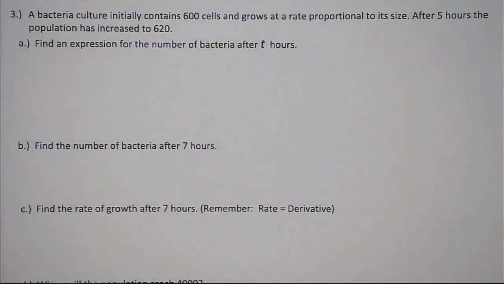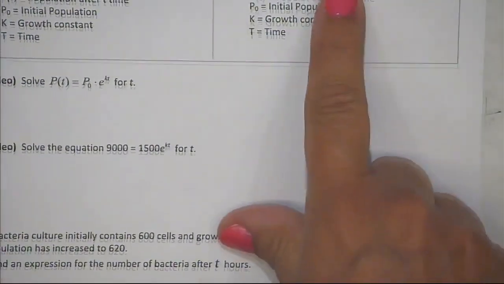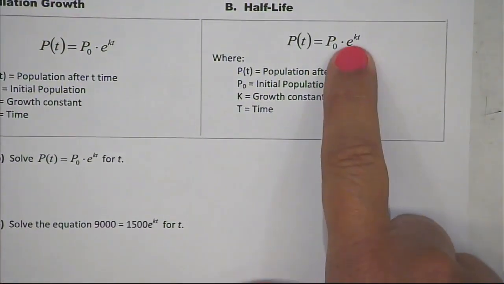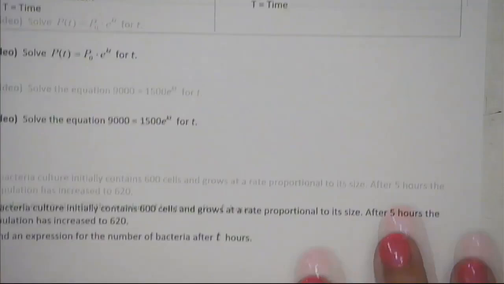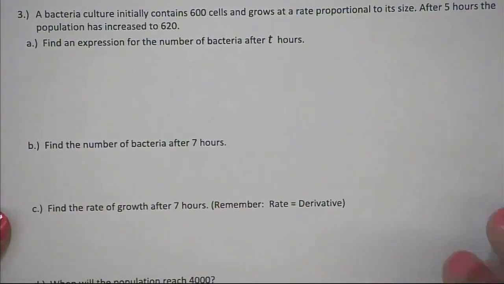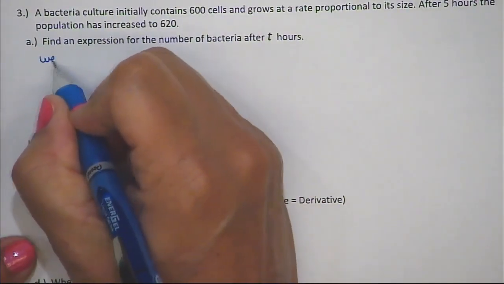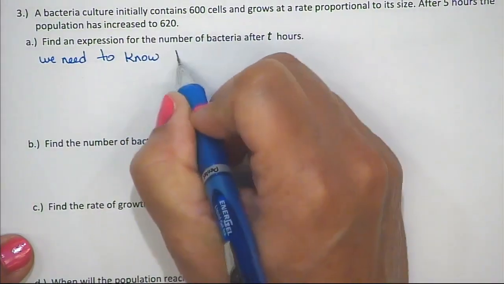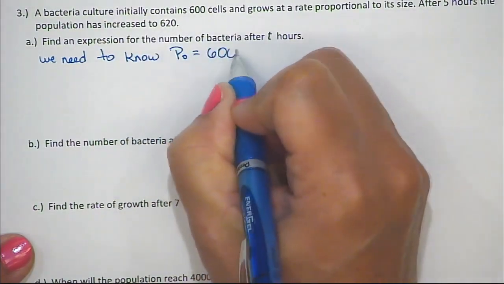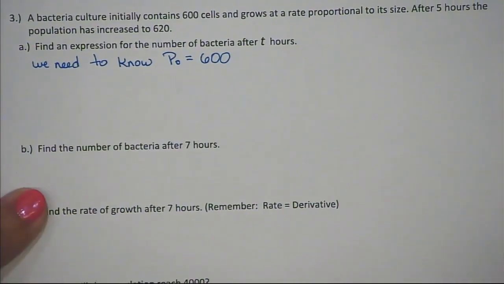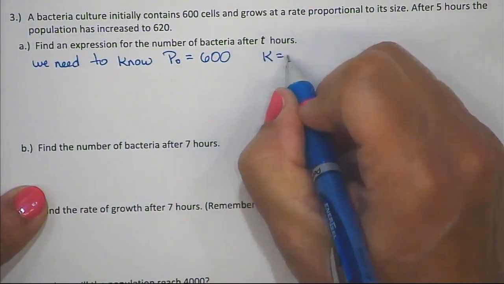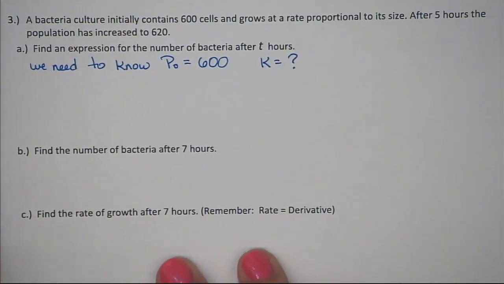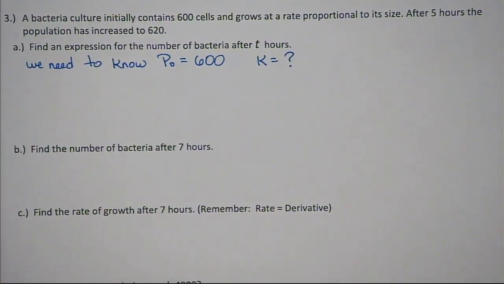So finding the expression means, again, substitute in your p sub 0 and substitute in k. Okay? So those are the two things you have to know. So I'm going to write, you need to know p sub 0, which is the initial amount, which they gave you, 600, and k. And they did not give you the growth rate. It just told you the growth rate was proportional to its size. So we need to find k. Once we find k, we can write our formula.